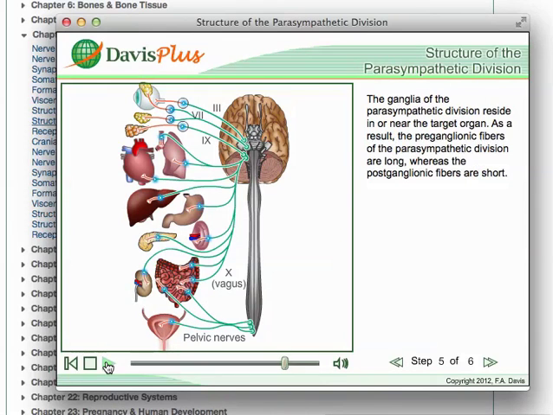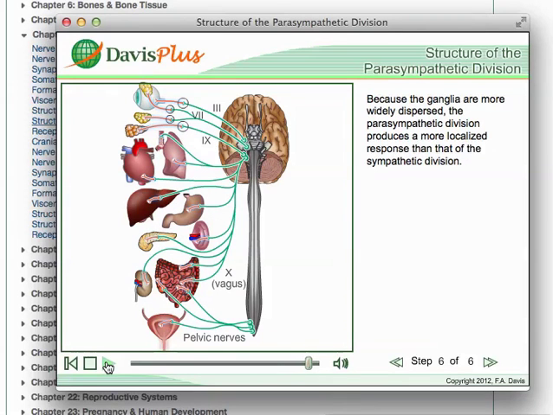The ganglia of the parasympathetic division reside in or near the target organ. As a result, the preganglionic fibers of the parasympathetic division are long, whereas the postganglionic fibers are short. Because the ganglia are more widely dispersed, the parasympathetic division produces a more localized response than that of the sympathetic division. So I hope this helps you understand it a little bit better.